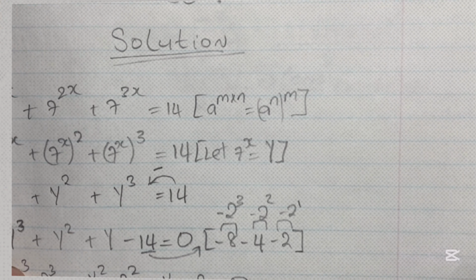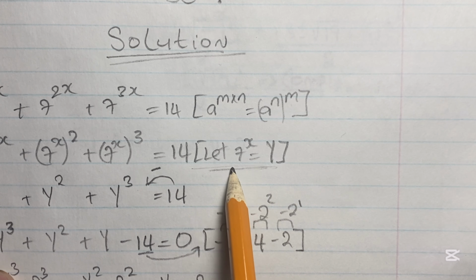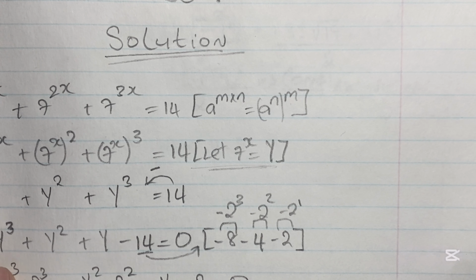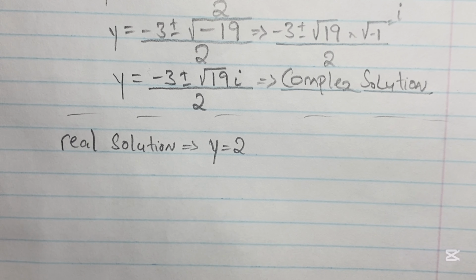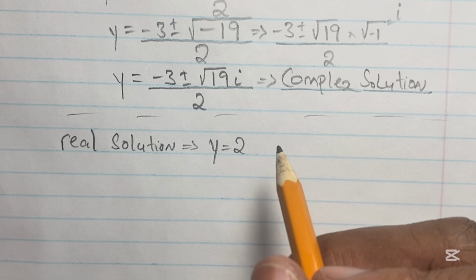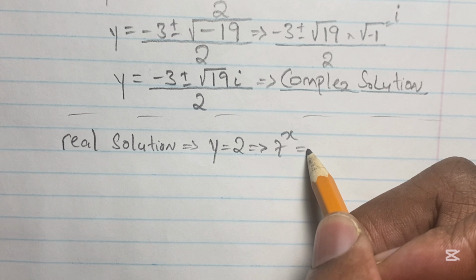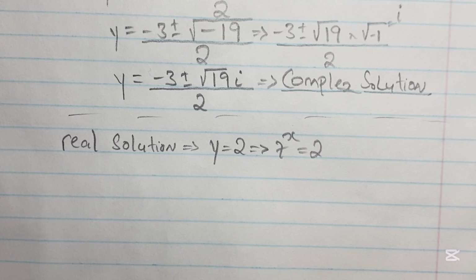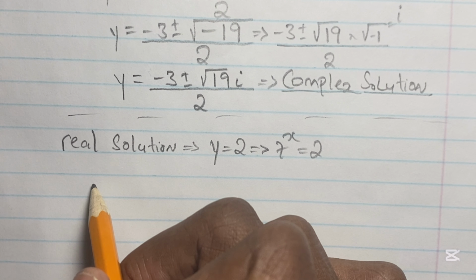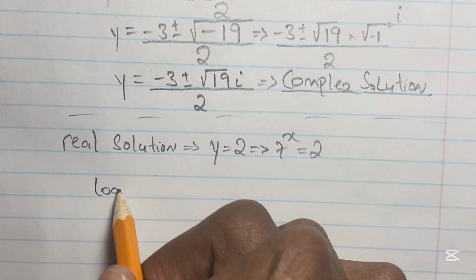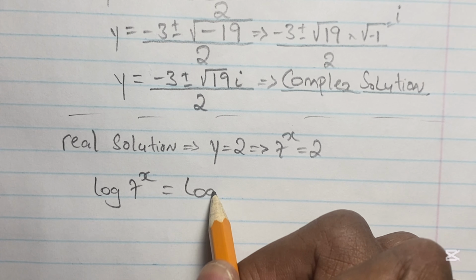Now from here we recall that we said, let 7 to the power of x be equal to the variable y. So having that y is equal to 2, it means therefore that 7 to the power of x is equal to 2. And now from here, to solve for x, we'll be using logarithm. So we say log 7 to the power of x is equal to log 2.